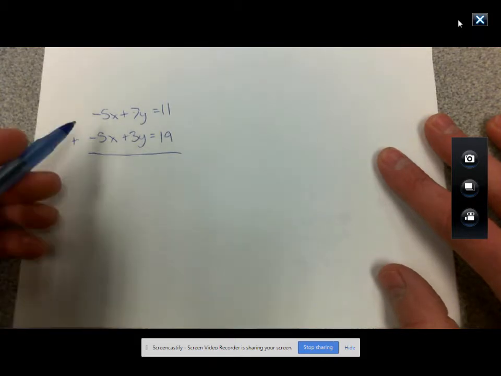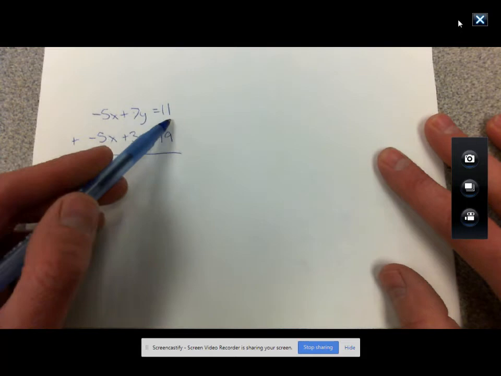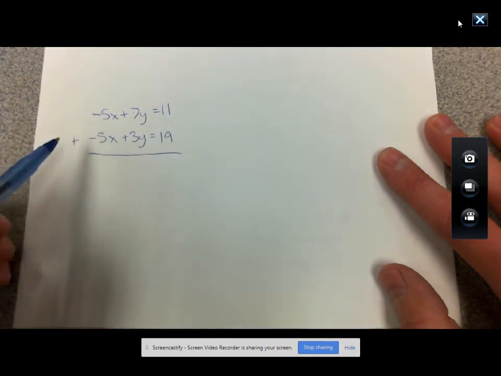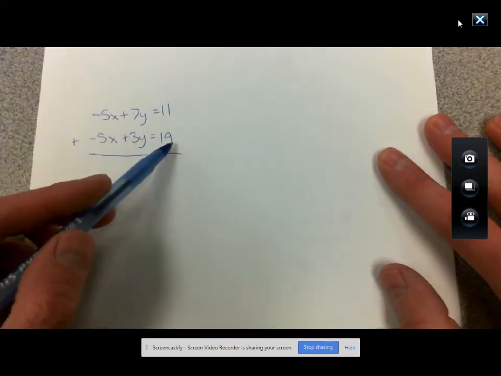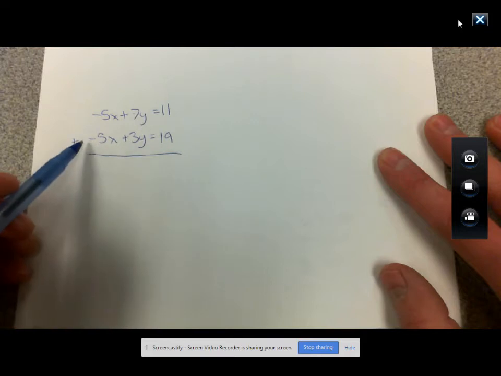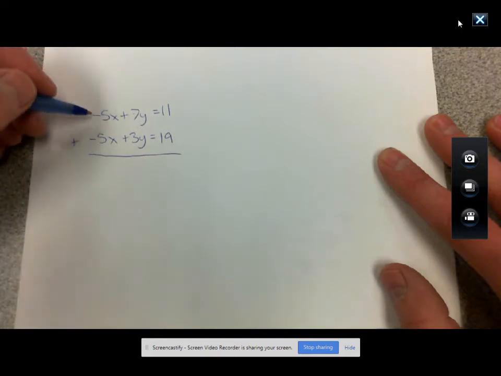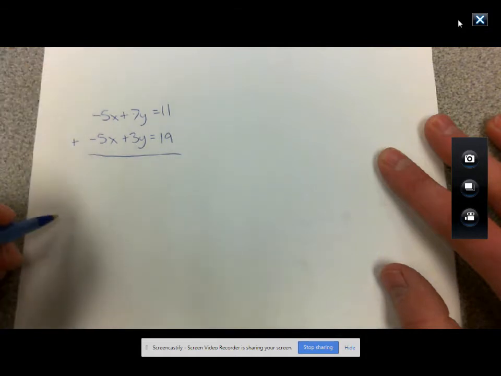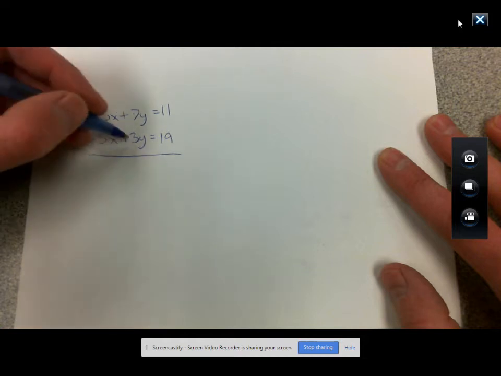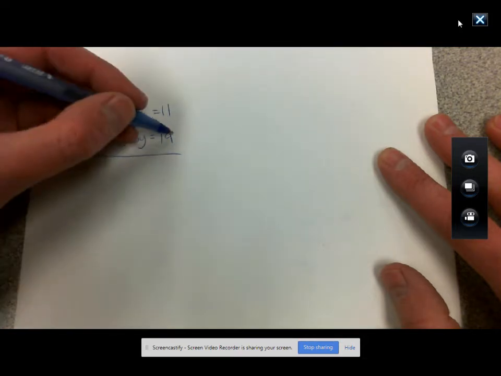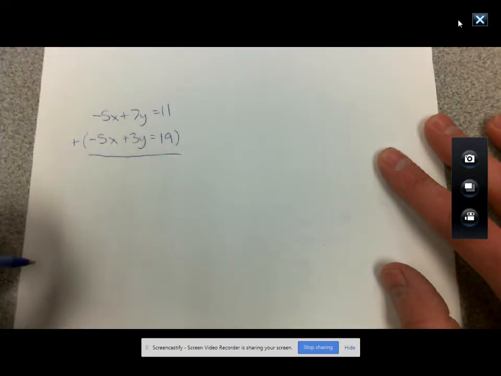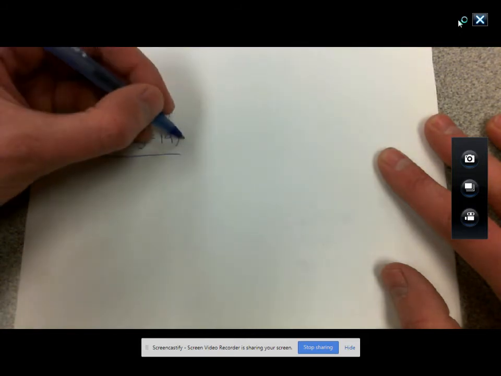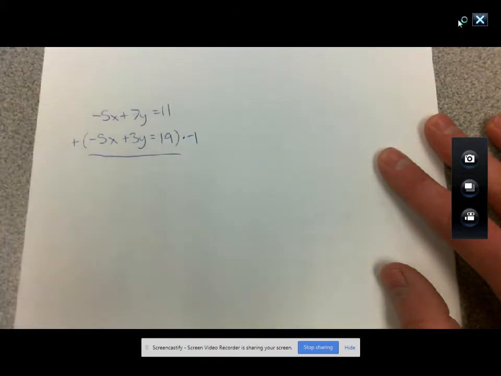If the top equation here were positive, or if the second equation here, if the bottom equation were positive, then one of these would work. We'd have negative 5 plus 5, or we'd have 5 plus negative 5. I'm going to manipulate the second equation. So I'm going to multiply everything in the second equation here times negative 1. I'm going to take the opposite of everything.